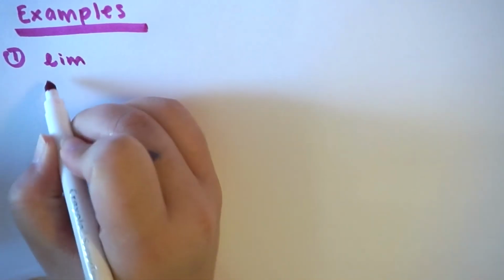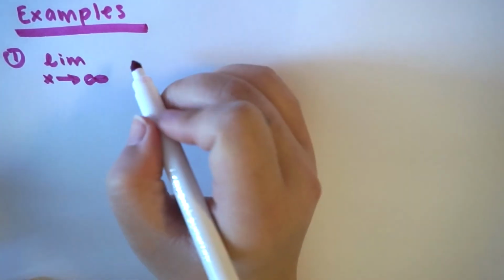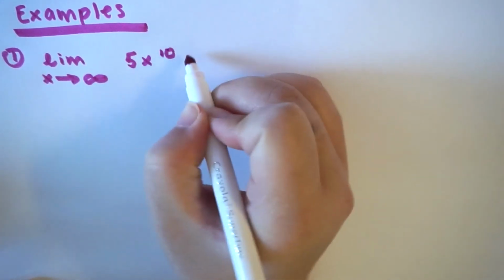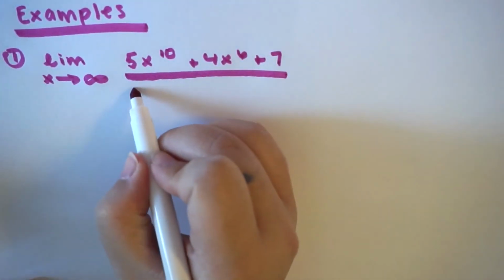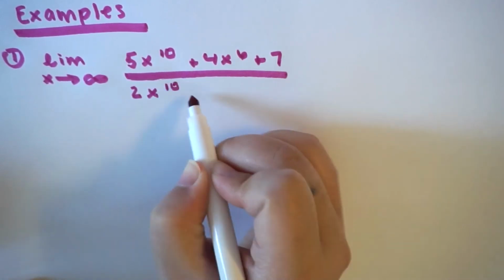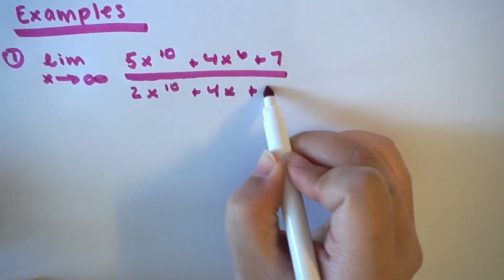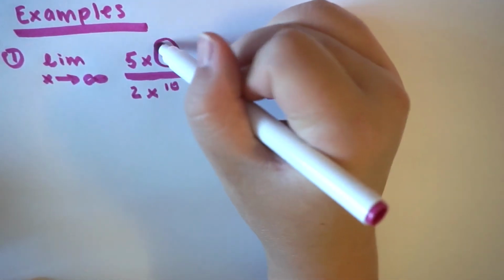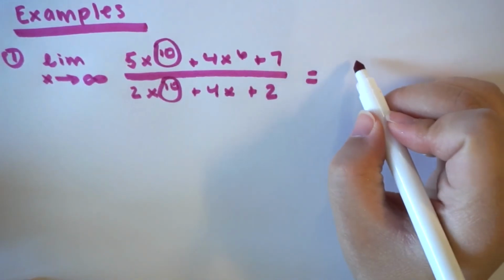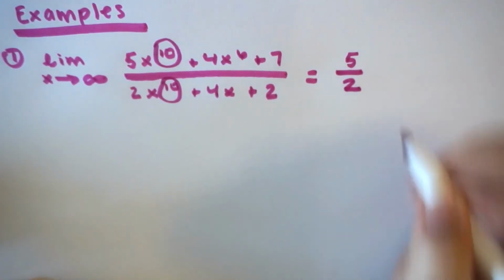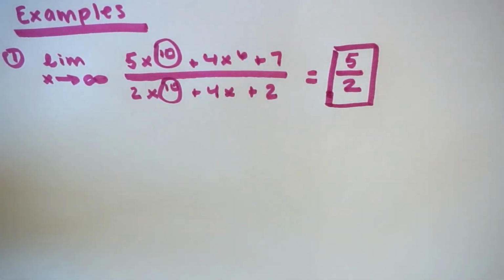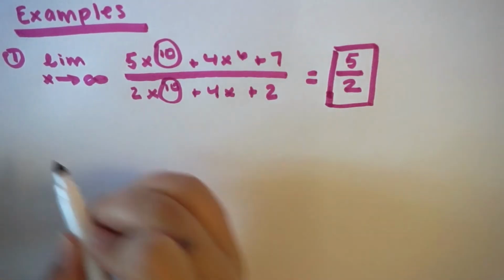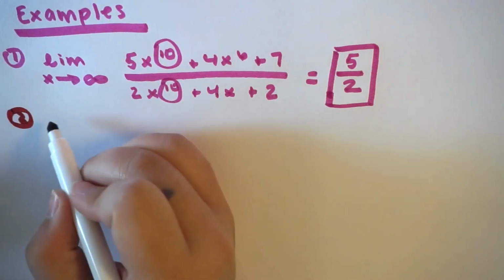So for number 1, the limit as x goes to infinity of 5x to the 10th plus 4x to the 6th plus 7 over 2x to the 10th plus 4x plus 2. Since the powers in the numerator and denominator are the same, we can take the ratio of 5 over 2, and that is the limit, and that is also the answer. Let's do number 2 now.